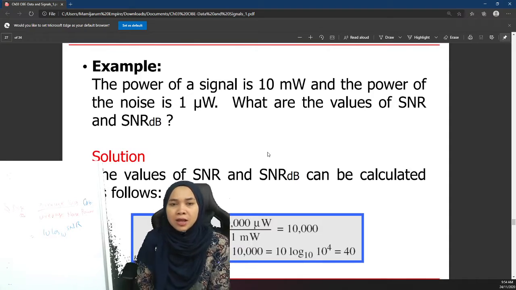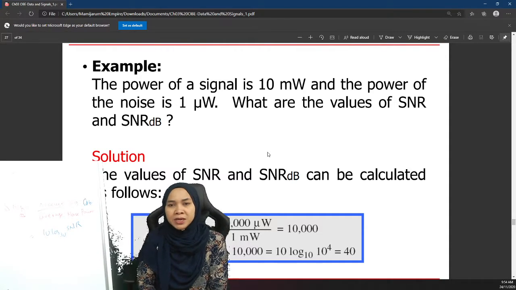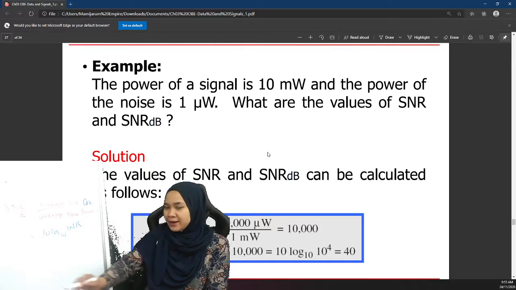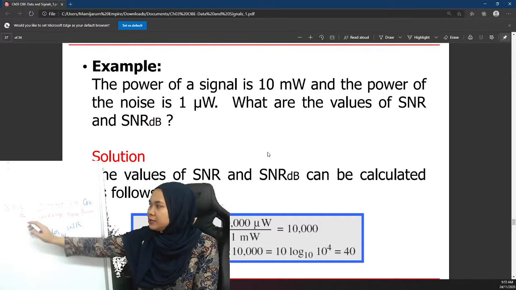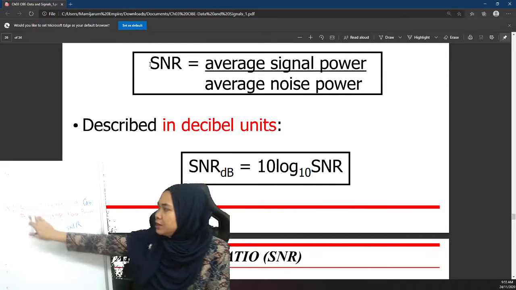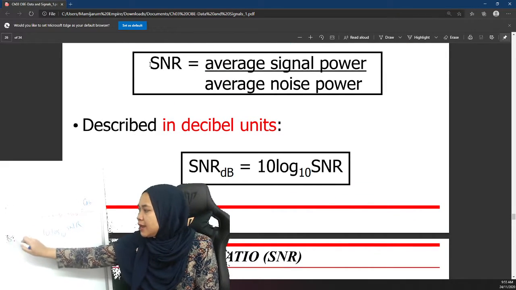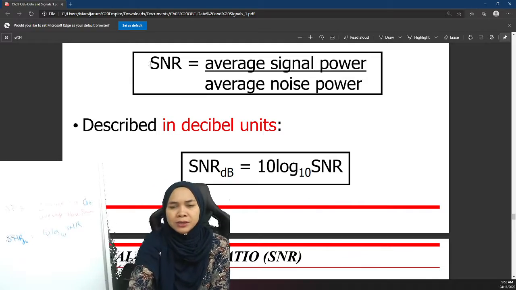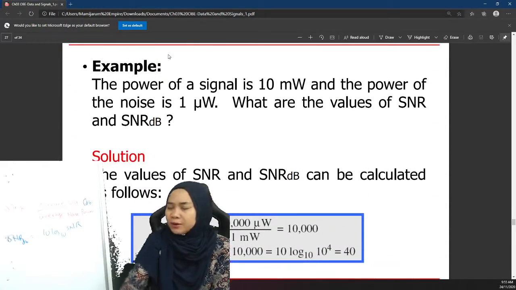Alright, so now example. We have example here. The power of the signal is 10 milliwatt and the power of noise is 1 microwatt. What is the value of SNR and SNRdB? Alright, this one is SNR and another one is SNRdB. Okay, sorry. This one is SNR, this one is SNRdB punya formula. Okay, boleh?